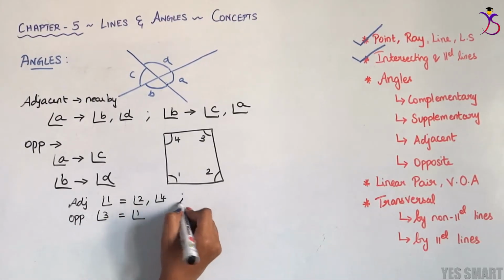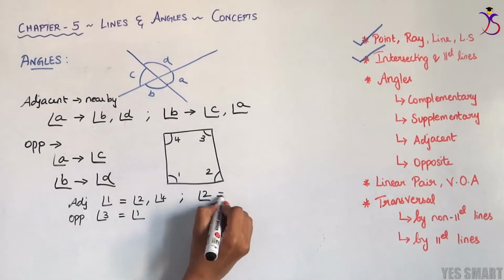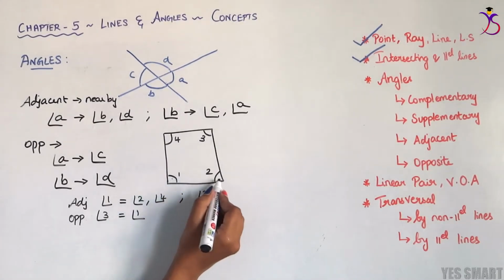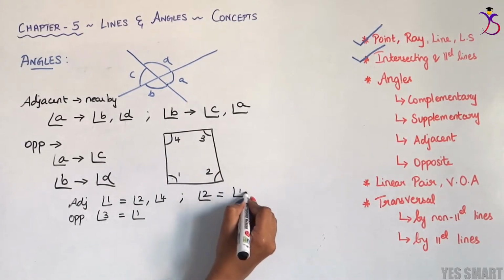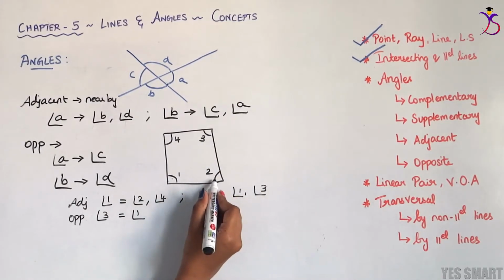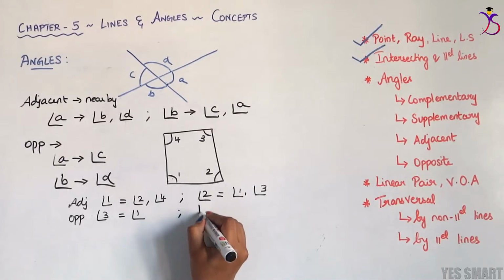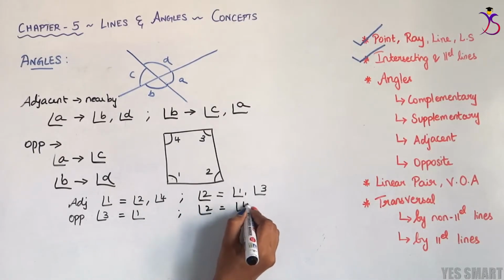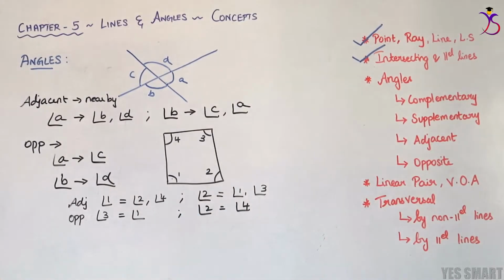When you look into the adjacent angles of angle 2, we have angle 1 on this side and angle 3 on the other side. Both the angles are adjacent to angle 2. The opposite angle to angle 2 is angle 4, which is far away, straight opposite to angle 2. These are all about the angles.